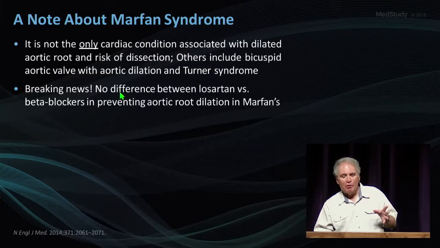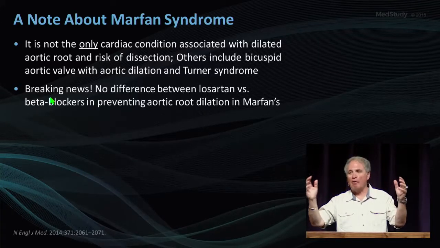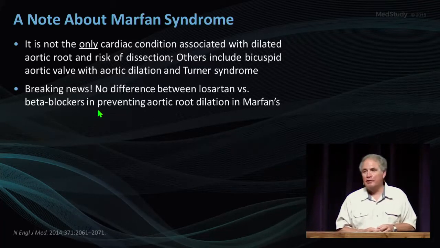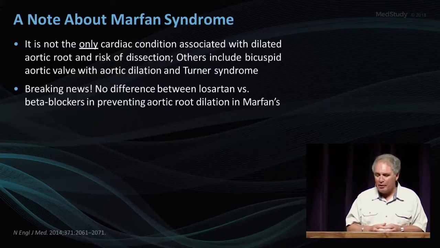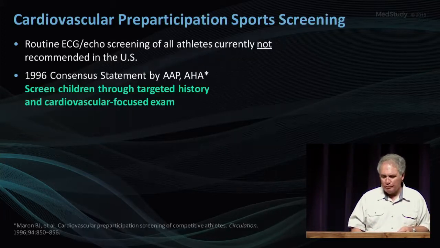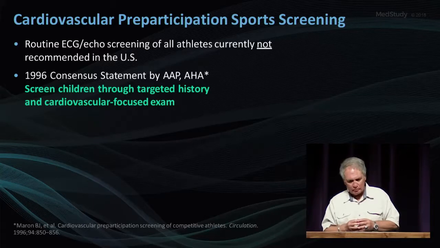And I don't know if some of you were aware there was a big clinical trial looking at preventing aortic dilatation in Marfan syndrome, looking at losartan versus beta blockers, and there was really no difference between the two, although there was a lot of excitement initially that losartan would be far, far superior. Okay, back to this problem.